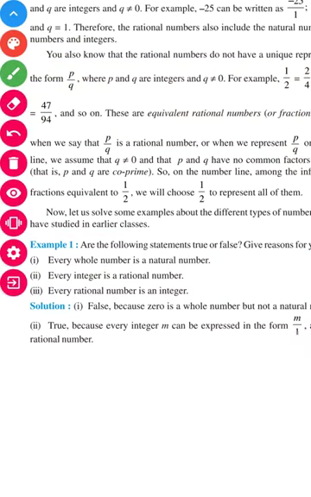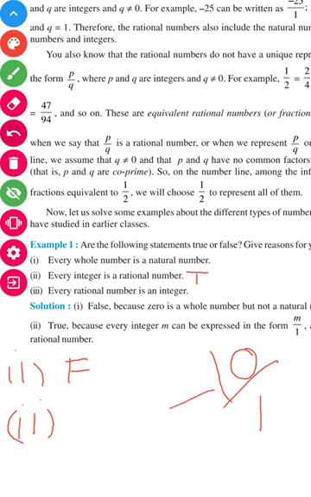So our first is false. Here we write our answer. Now let's begin the second one. Every integer is a rational number. Definitely true, because we can consider all the integers as rational numbers, like 0 over 1, 10 over 1, minus 10 over 1 and so on.